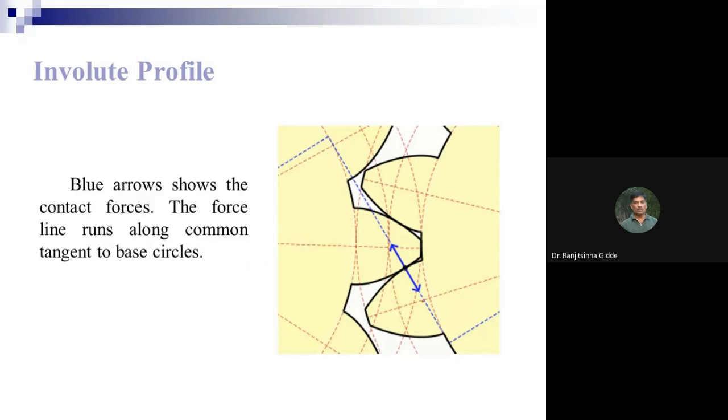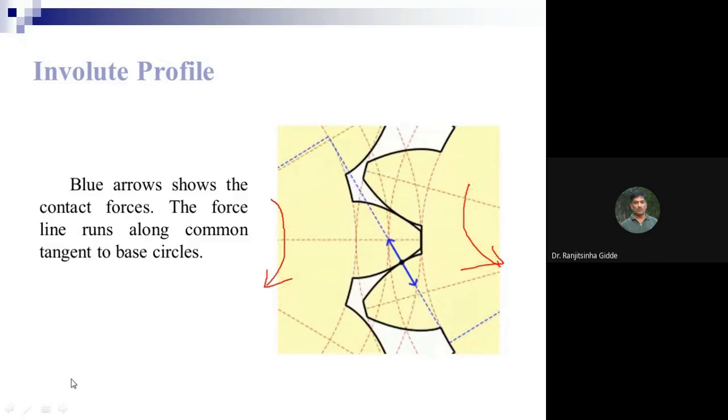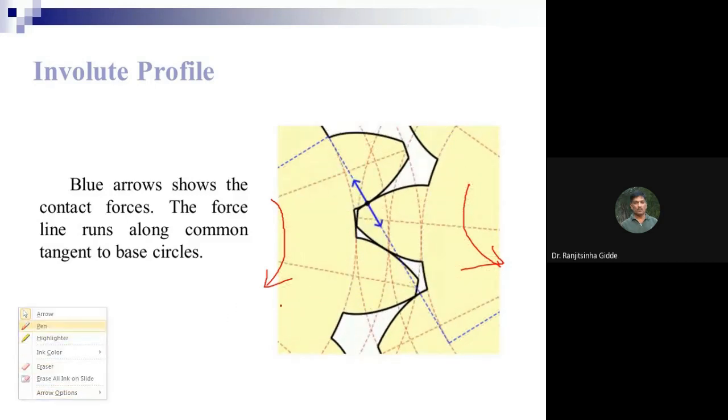Here the blue line indicates the line of force, right? So this way the force will be transmitted. So it will rotate like this and it will rotate like this. The same is shown here. This is omega 1 and this one is omega 2. So the involute profile and the cycloidal profile are the two types of profile.